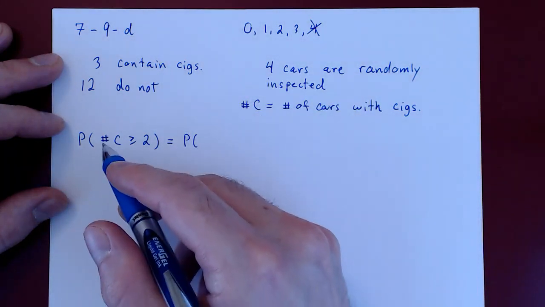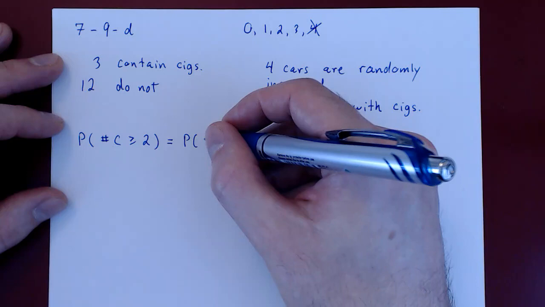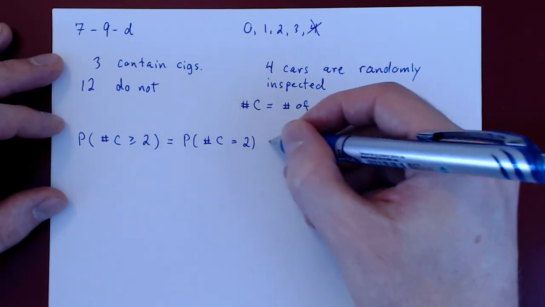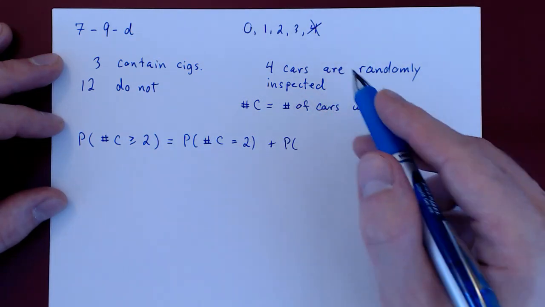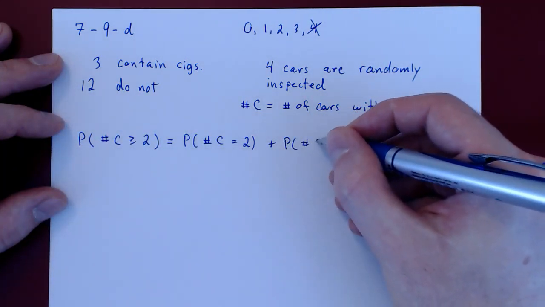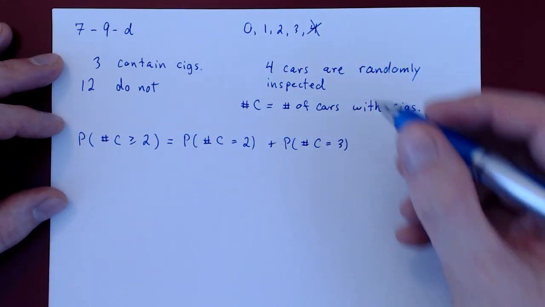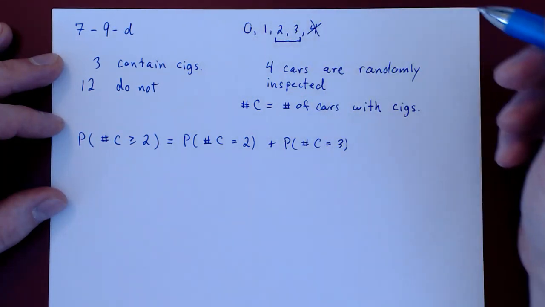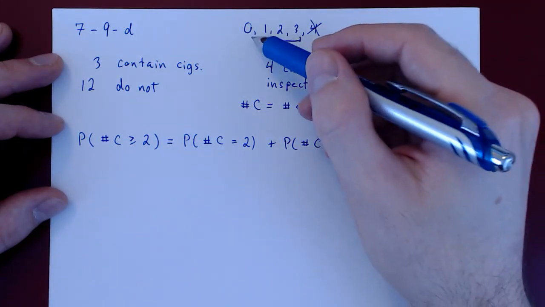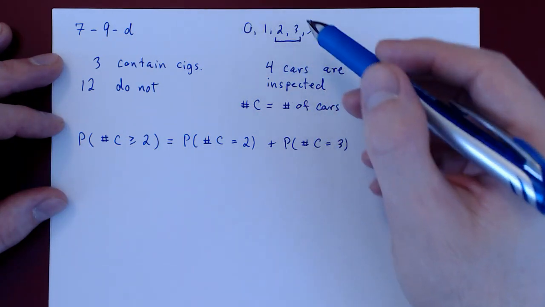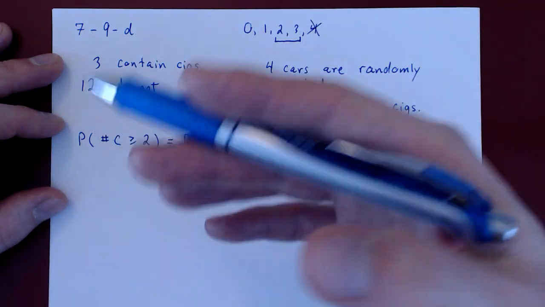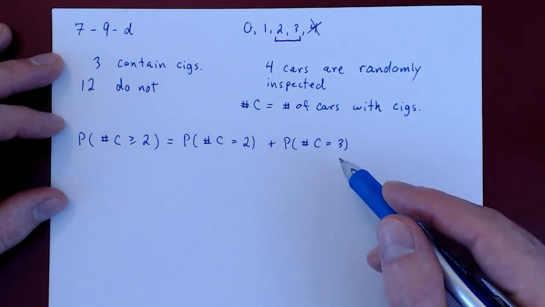So we can separate this into 2 separate events. If the number of cars with cigarettes is at least 2, either that number is 2, or plus that number is 3. Again, it cannot be 4. There are not enough cars with cigarettes. So this is our event: either C is 2 or C is 3. There is no need to use the complement rule and do 1 minus the probability that C is 0 or 1, as the event itself is no more simple or complex than its complement. So the complement rule here is not useful. We can do this directly.